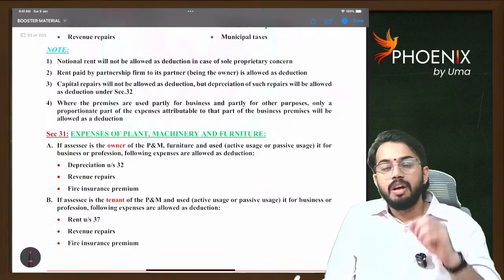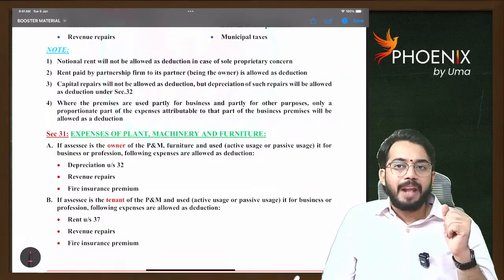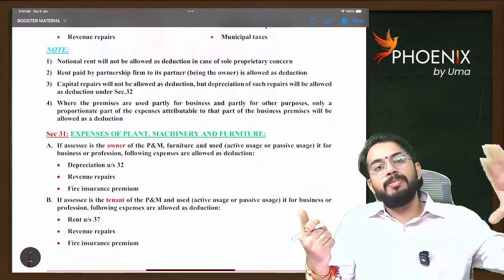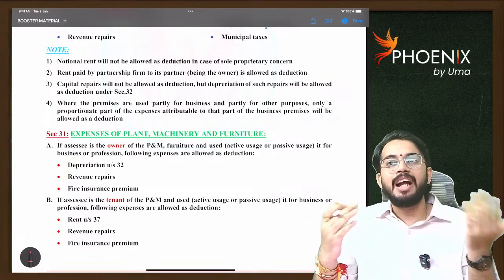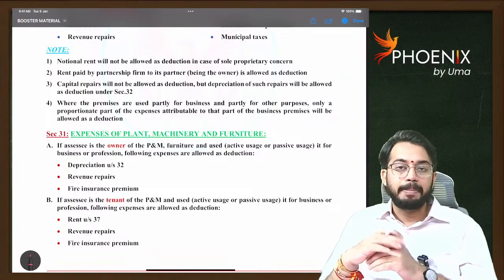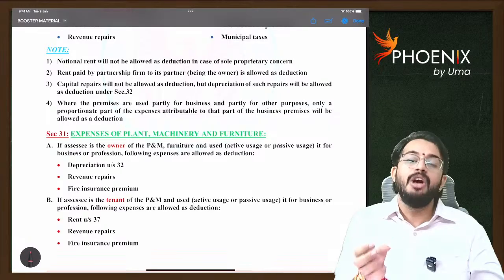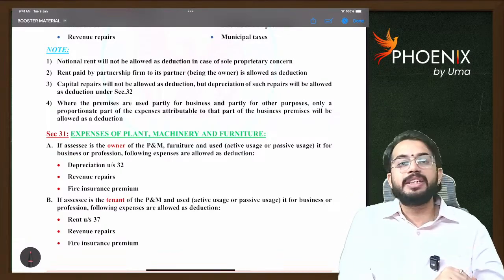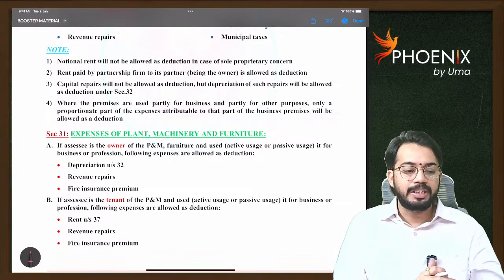Sir, for example, I took one flat on rent. I am a bachelor. In one room I am staying, and in another room I am doing recording. That means half of the flat is used for personal purpose, and half of the flat is used for business purpose. Only for the portion used for business purpose, whatever the expenditure is, only that expenditure is treated as business expenditure and it is allowed as deduction. Are you able to understand?